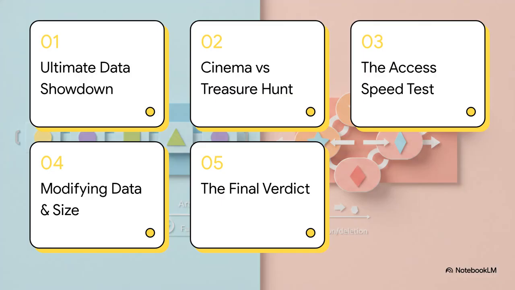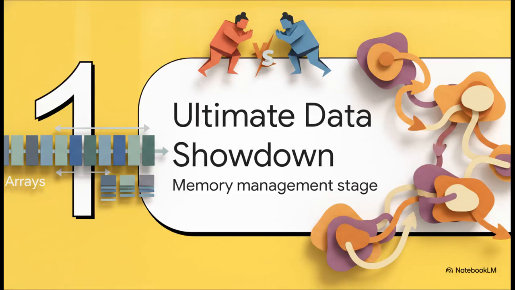Here's our quick roadmap for the explainer today. We'll start with the ultimate data showdown. Compare a cinema to a treasure hunt, run an access speed test, look at modifying data and size, and finally, deliver the final verdict. Okay, Section 1, the ultimate data showdown.